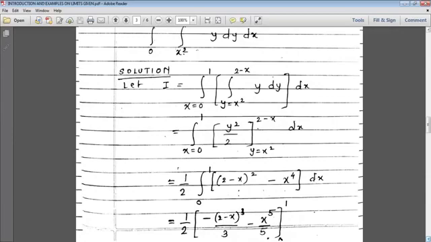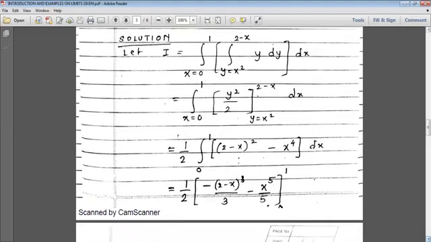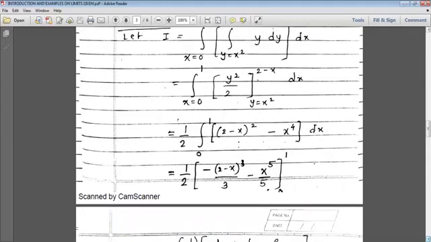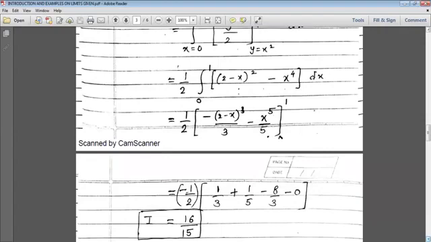Now we proceed further. The integration of 2 minus x the whole square is minus 2 minus x the whole cube divided by 3, and the integration of x raised to 4 is x raised to 5 by 5. And the limits are 0 to 1. After substituting the limits and simplifying, we get the answer as 16 by 15.